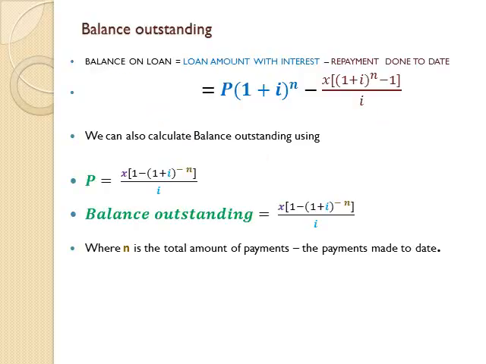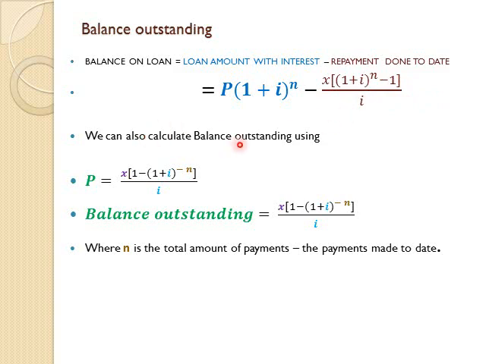So the balance on a loan will always be my loan amount with interest minus the repayments done to date. For the loan amount with interest, we'll always increase using compound increase, P(1 + i)^n, minus the payments done, which is your future value equation: X[(1 + i)^n - 1]/i.